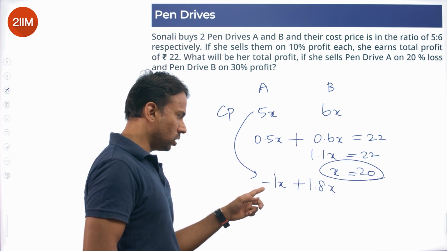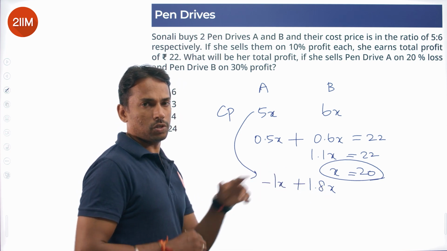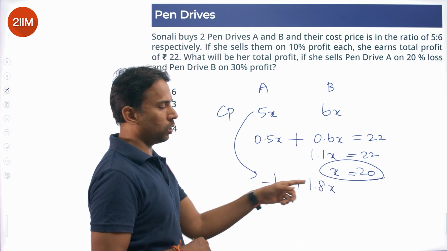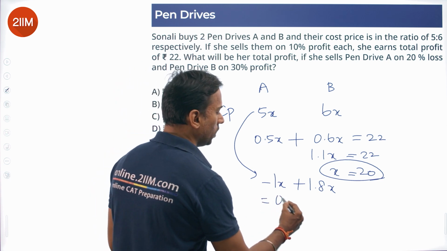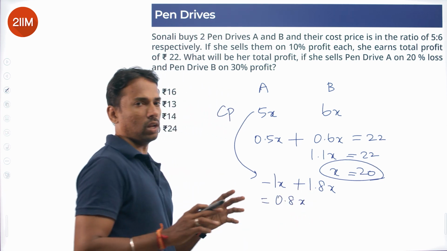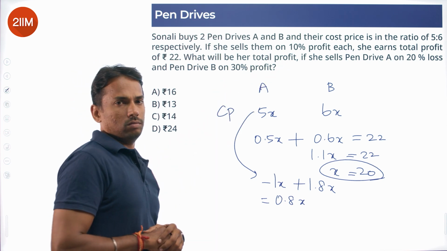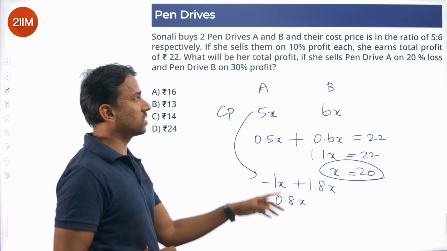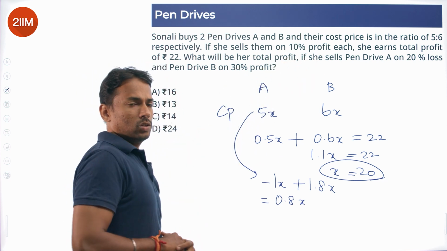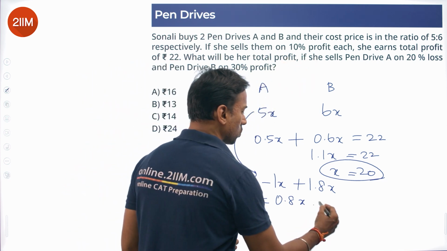She's going to lose this much, she's going to gain this much. So minus 1 plus 1.8 should be equal to 0.8x. This will be a total net profit. So what will be her total profit? Total profit is going to be 0.8x if she is going to sell this way. So we need to find the value of 0.8x. It's going to be easy.